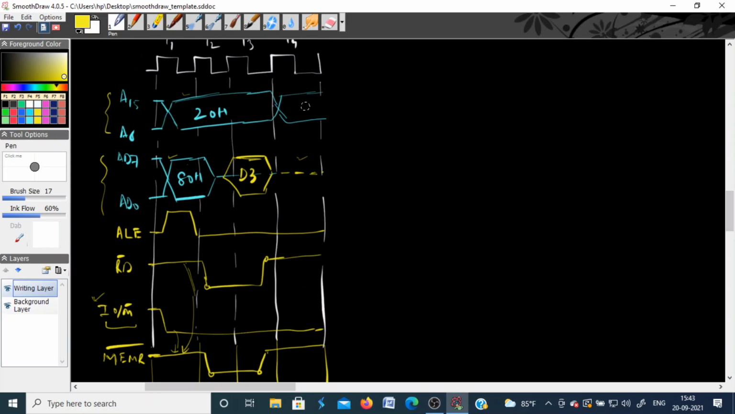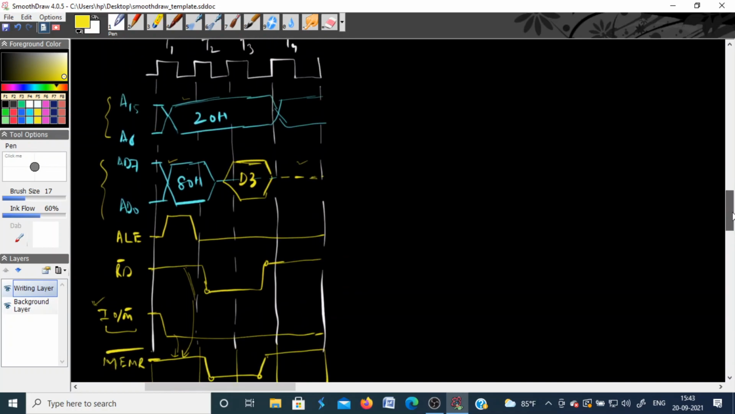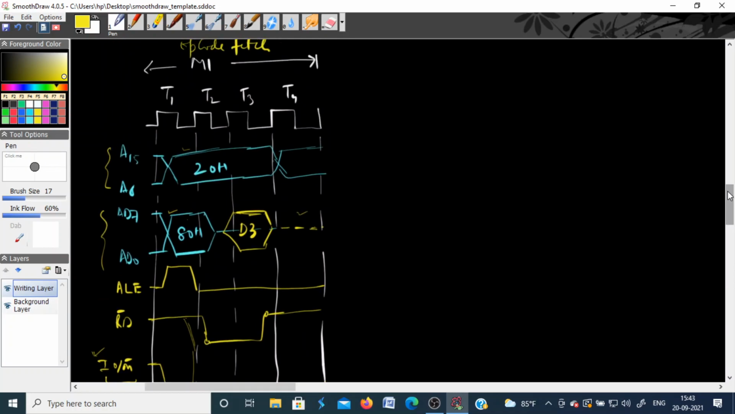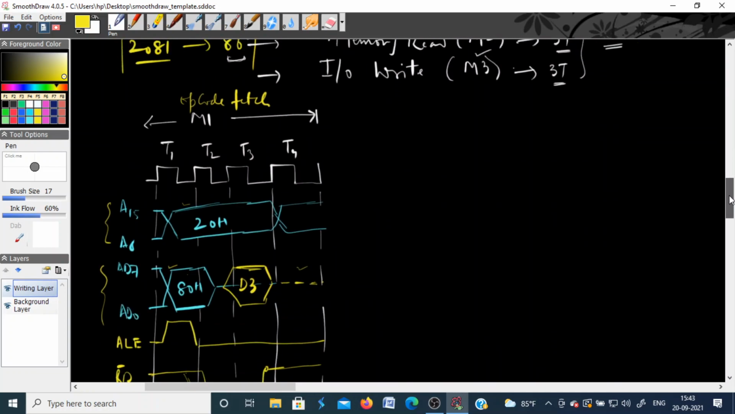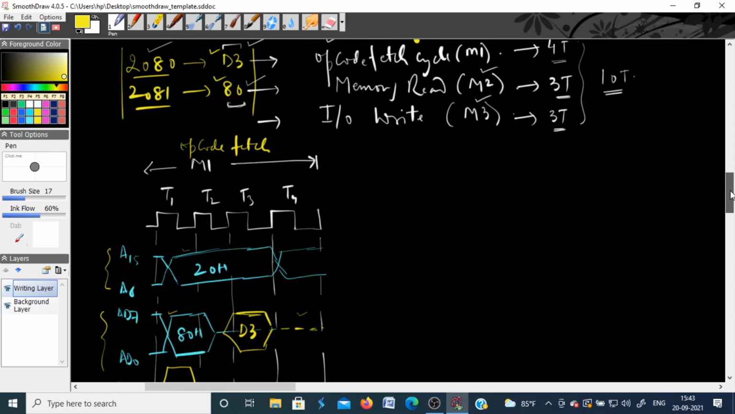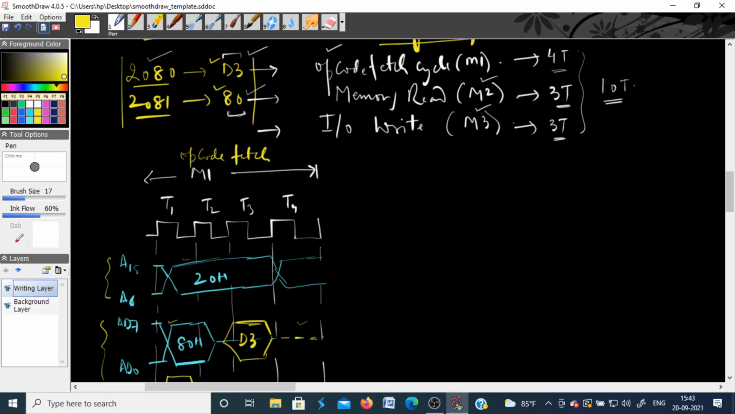In the T4 cycle of this machine cycle M1, the processor will interpret what has to be done with this. So this is the opcode fetch. Your data byte D3 is taken from the memory inside the processor. The processor comes to know that it is a 2-byte instruction. So it will now take the second byte, which is 80H, placed at 2081. So it is a memory read operation.